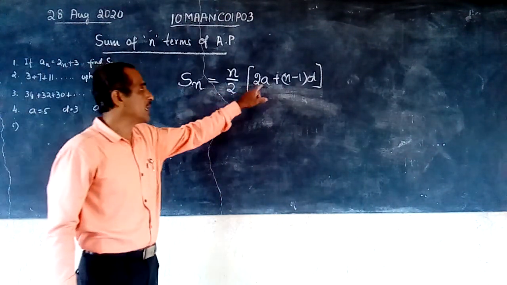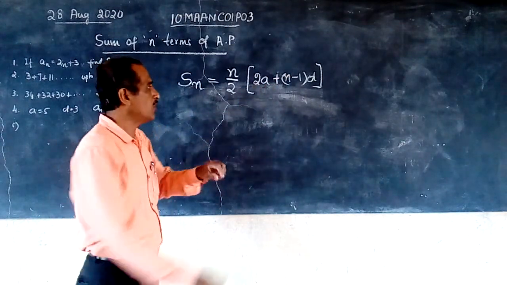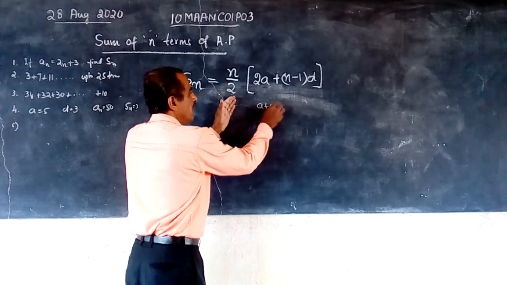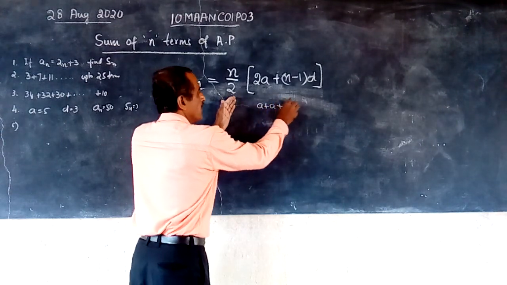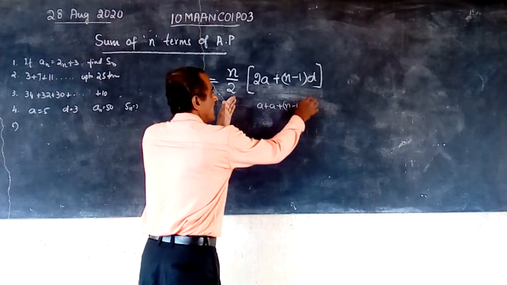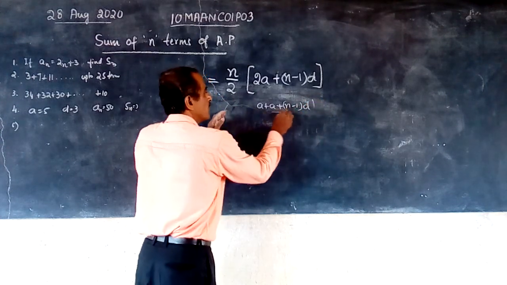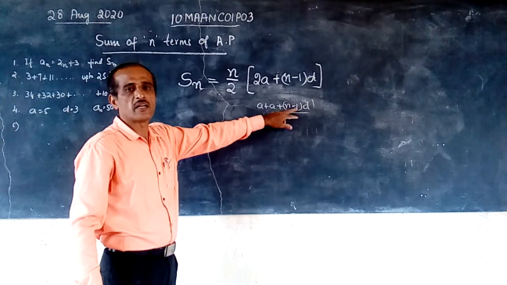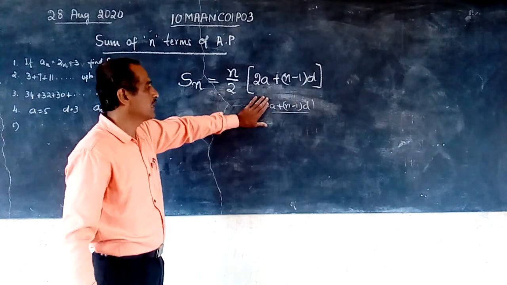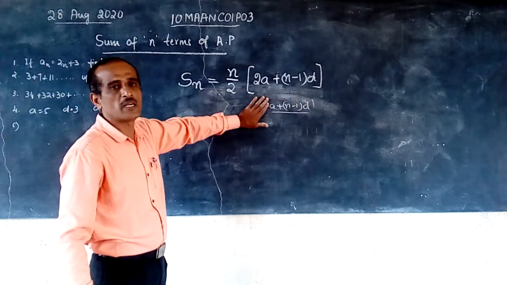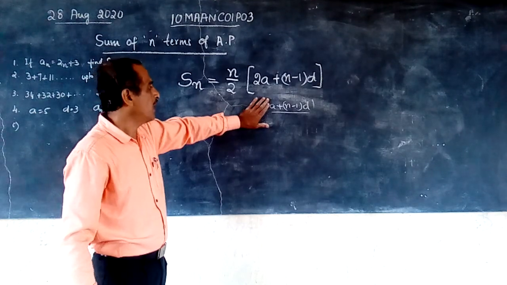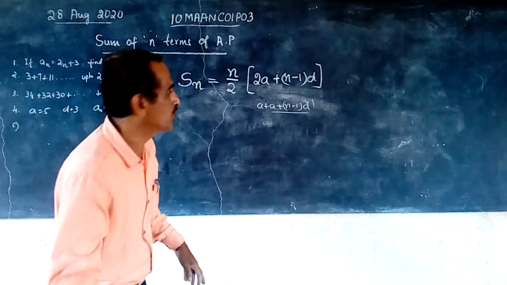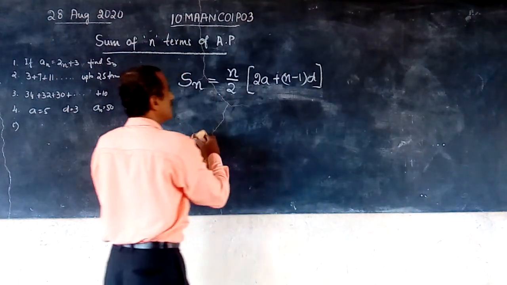See here, 2a plus (n minus 1)d. If you write this 2a as a plus a, then we have a plus (n minus 1) into d. See what happens. A plus (n minus 1)d means what? That is the formula you have studied: an is equal to a plus (n minus 1)d, correct? In our last video. And with this a, if you add a plus an, that formula you can use as well.